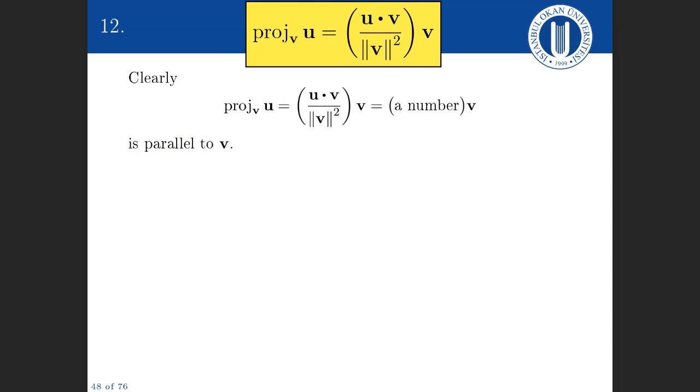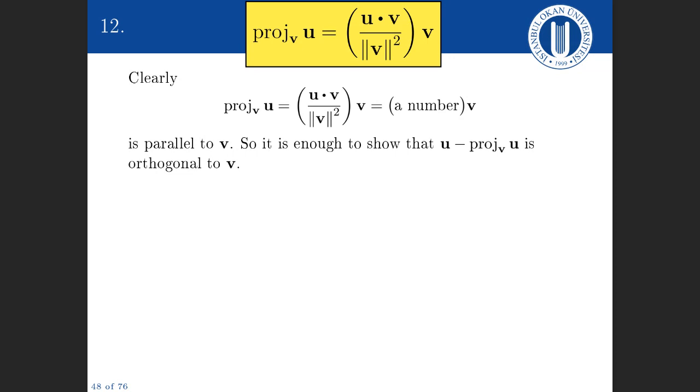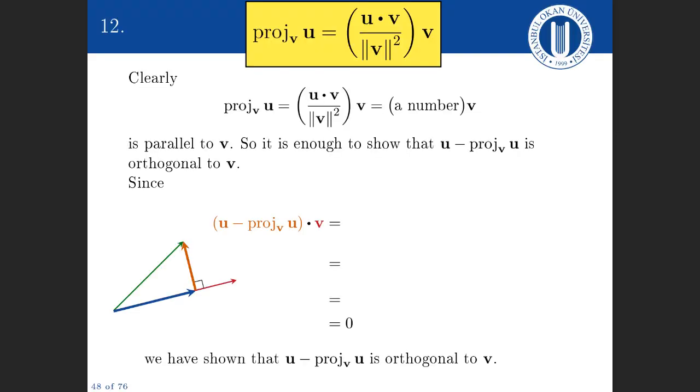Now, clearly the projection of u onto v is just a number multiplied by v, and this must be parallel to v. So it's going to be good enough to show that u minus the projection of u onto v is orthogonal to v. So what we want to do is we want to show that u minus the projection of u onto v, dot v, is equal to 0. I want to do this calculation and I want to get equal to 0 just here. If I can get equal to 0, then it's done.